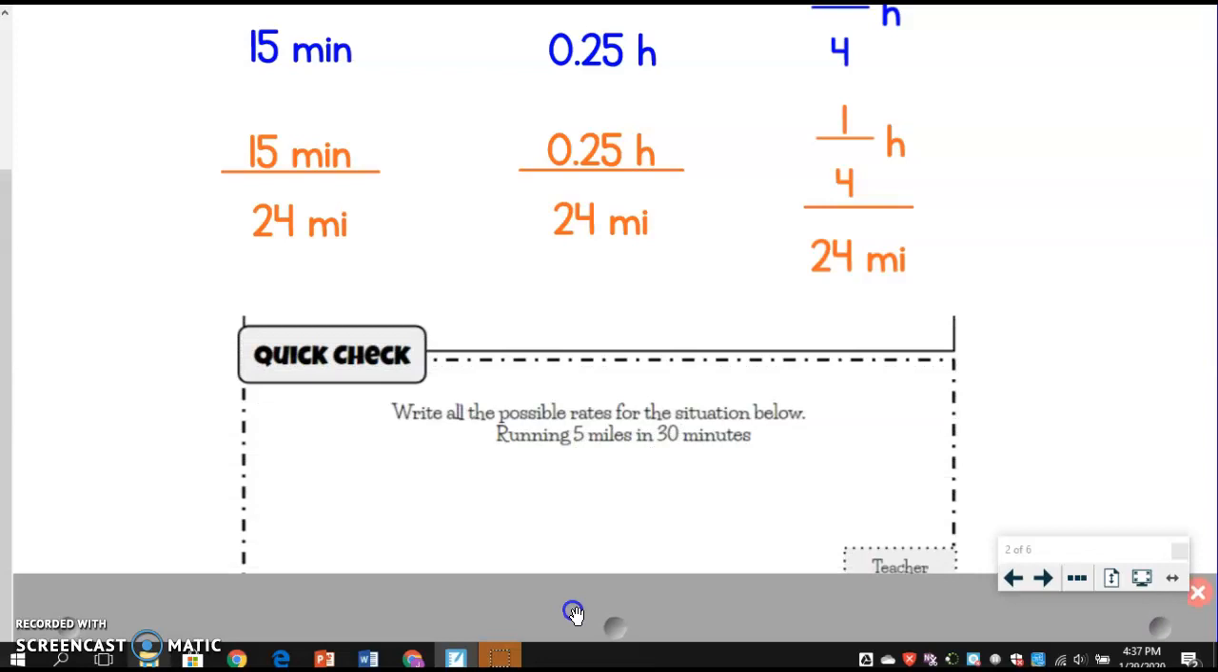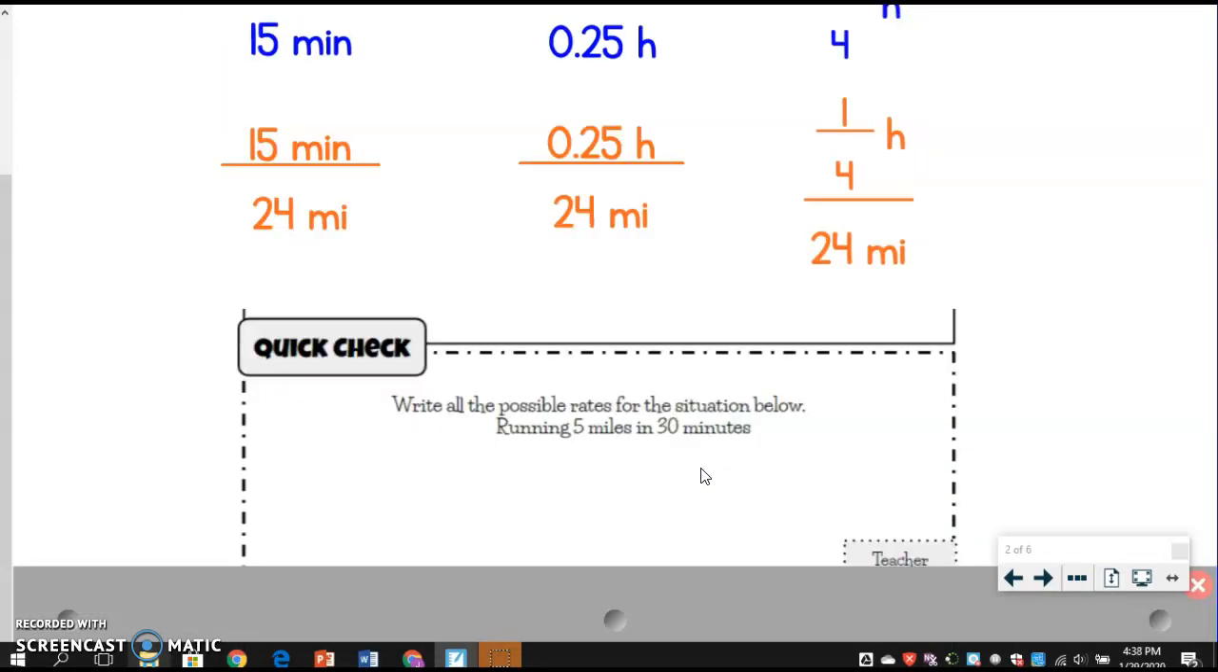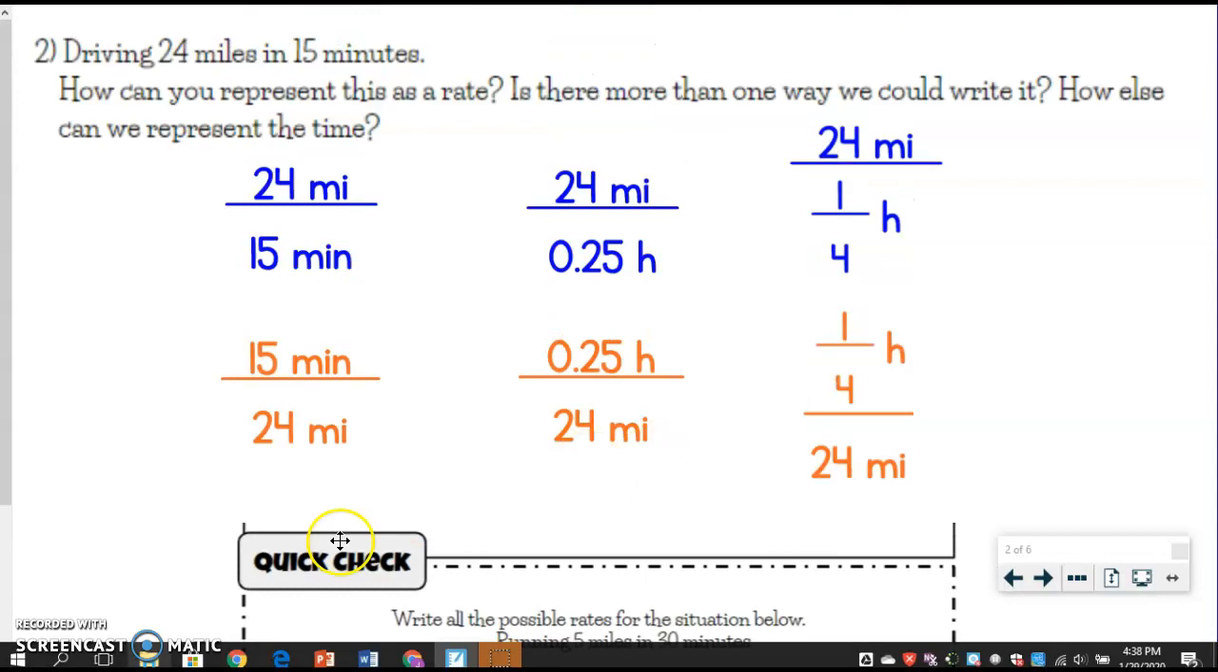So you have a quick check, and you're going to do the same idea that we just did up here, but now you're talking about running 5 miles in 30 minutes. So I want you to list all the possible rates of how you could write that. Think about what would come on top versus bottom. Can you write the time in a different way? I want as many options as possible. You can use these notes to help you. Make sure you get a teacher signature on that before moving on. Good luck. You can do it.